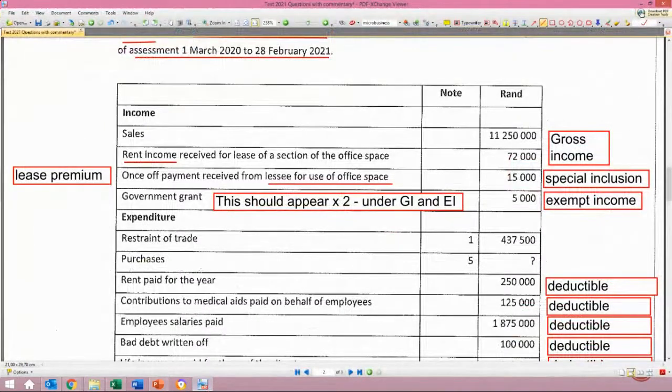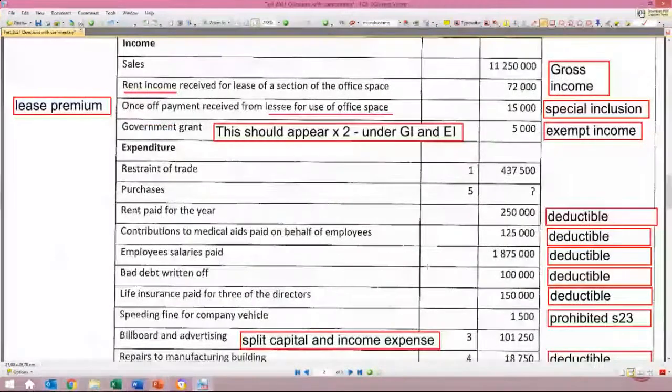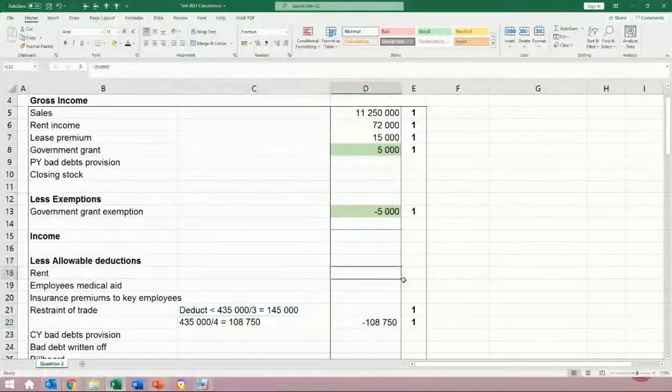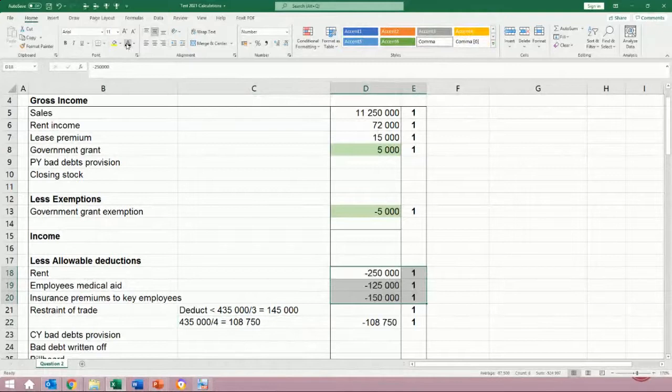Then the next item was your purchases, which relates to point number 5. But if you do the easy stuff first, you would have deducted the rental payment, the contributions to the medical aid, your employee salaries. So let's quickly plot those ones in. So the rent paid, your employees' medical aid, and your insurance premiums.